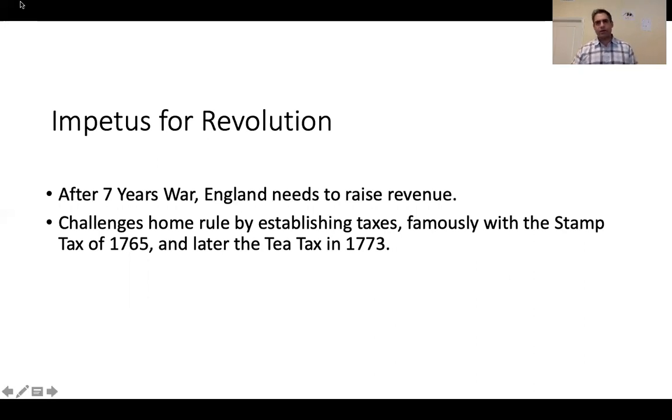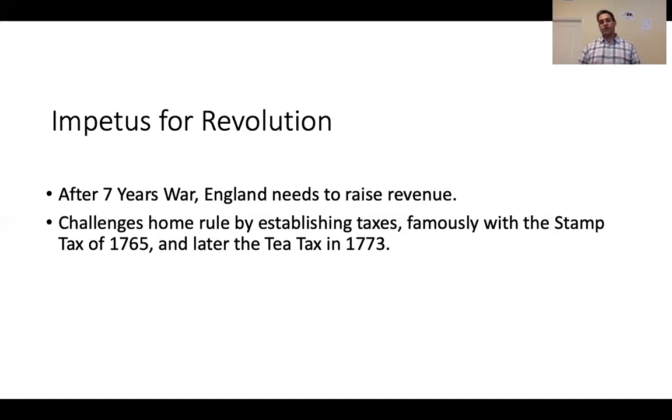Now, we might ask then, what triggers a call for an American Constitution? What triggers the American Revolutionary moment? And we'll briefly review the impetus for revolution. So at the time in colonial America, the British government, the English government, is in Europe and in the New World at a long war, the 7 Years' War with France.